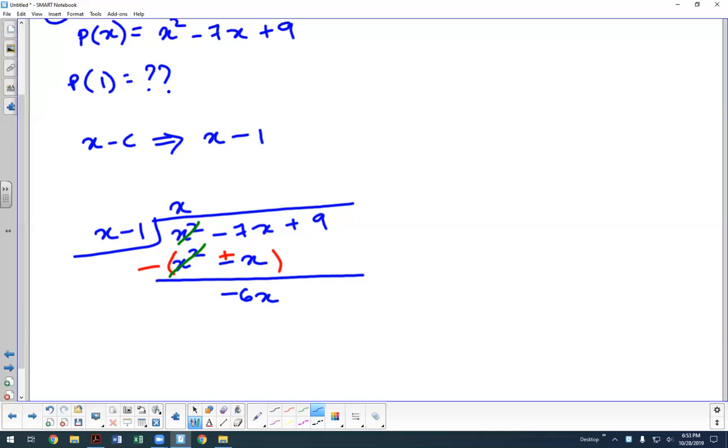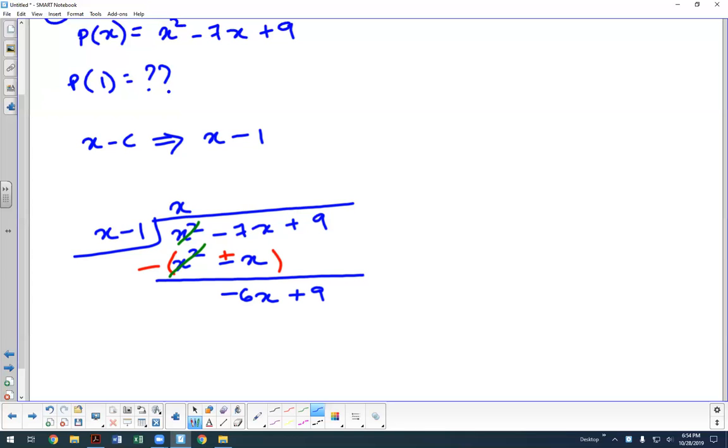So remember, you're only looking at the leading term of your polynomial. Since this was an x squared, this is an x. Basically, I needed one more x to cancel it out. So we multiply x times x, which gave us the x squared. We multiply x times negative 1, which is where the negative x came from. We always subtract when we're doing long division. So that means my x squared became negative, the negative x becomes positive. X squares cancel out. Negative 7 plus 1 gives us negative 6x. And then, of course, like we always do with long division, bring that plus 9 down.